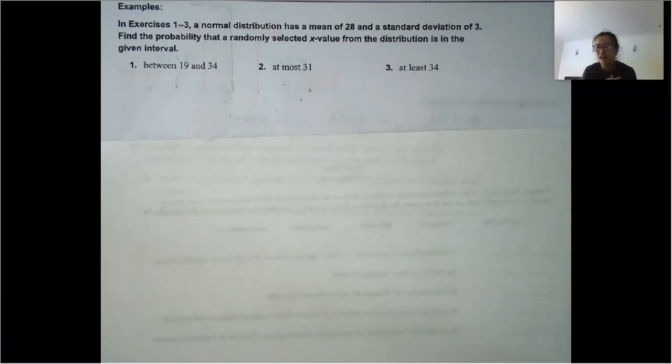So let's go ahead and try a couple of examples that use the empirical rule. I'm going to go ahead and do number 1, and then maybe you can pause the video and try numbers 2 and 3 on your own, or you can watch the video if you're completely confused.